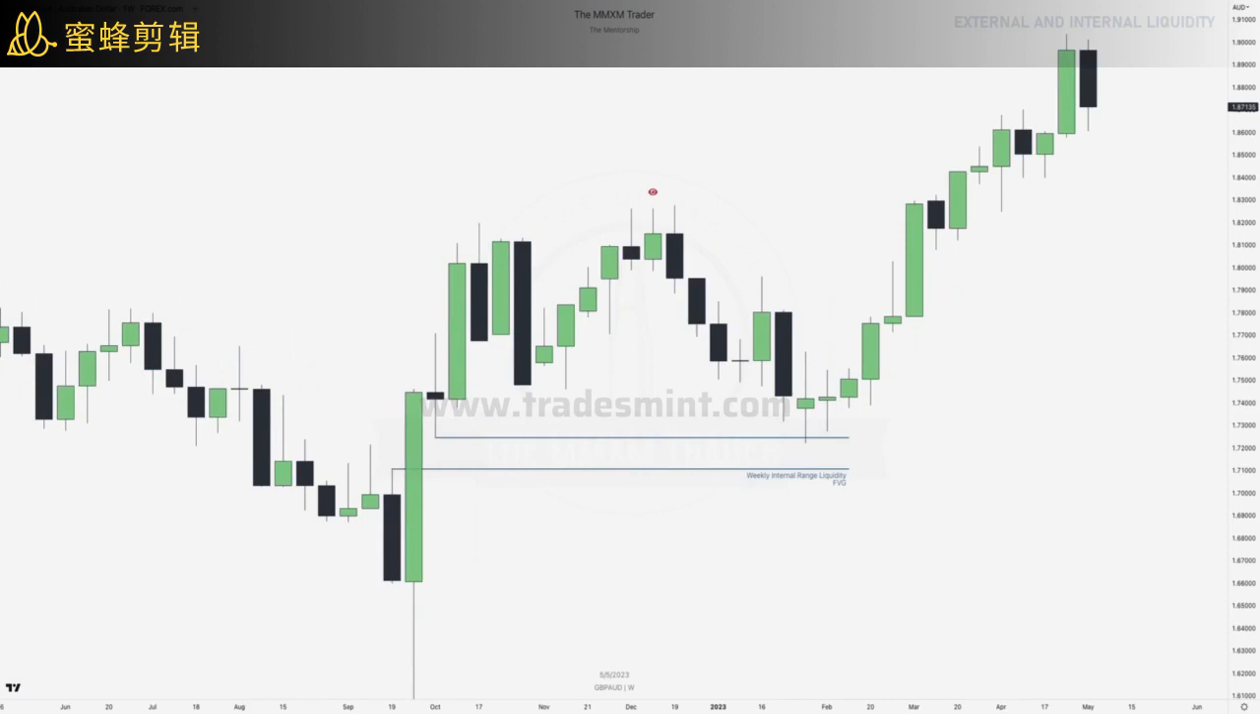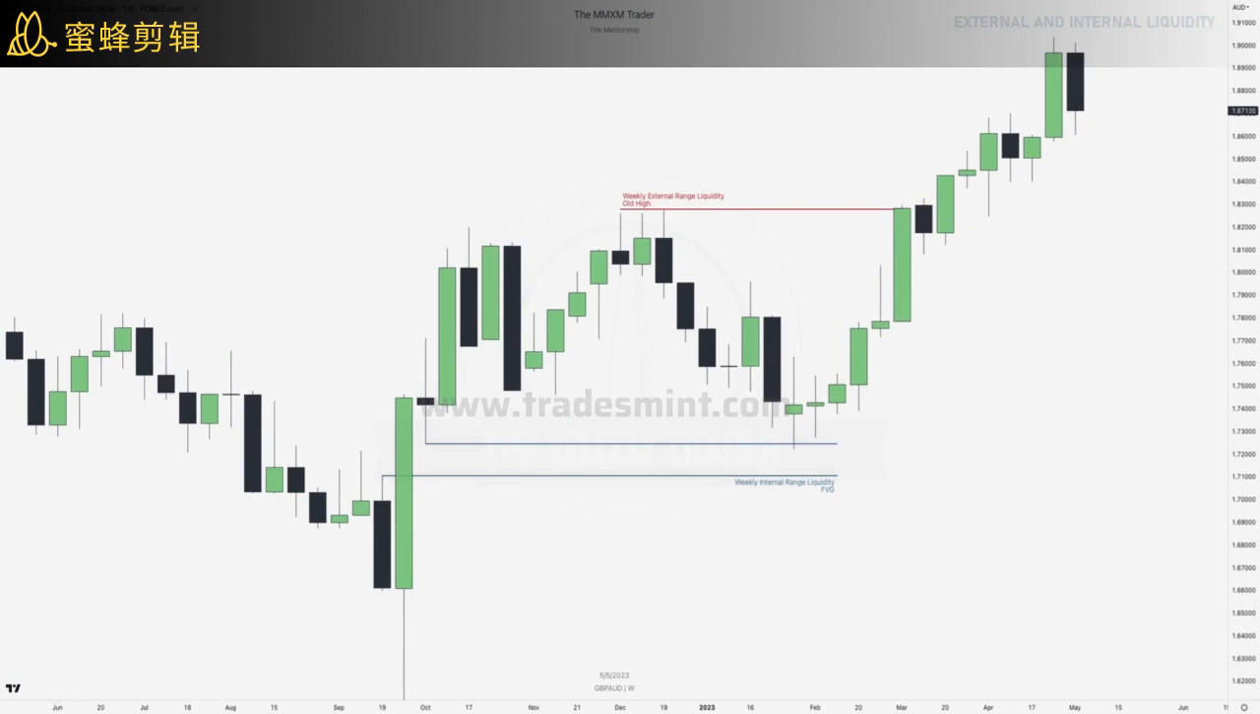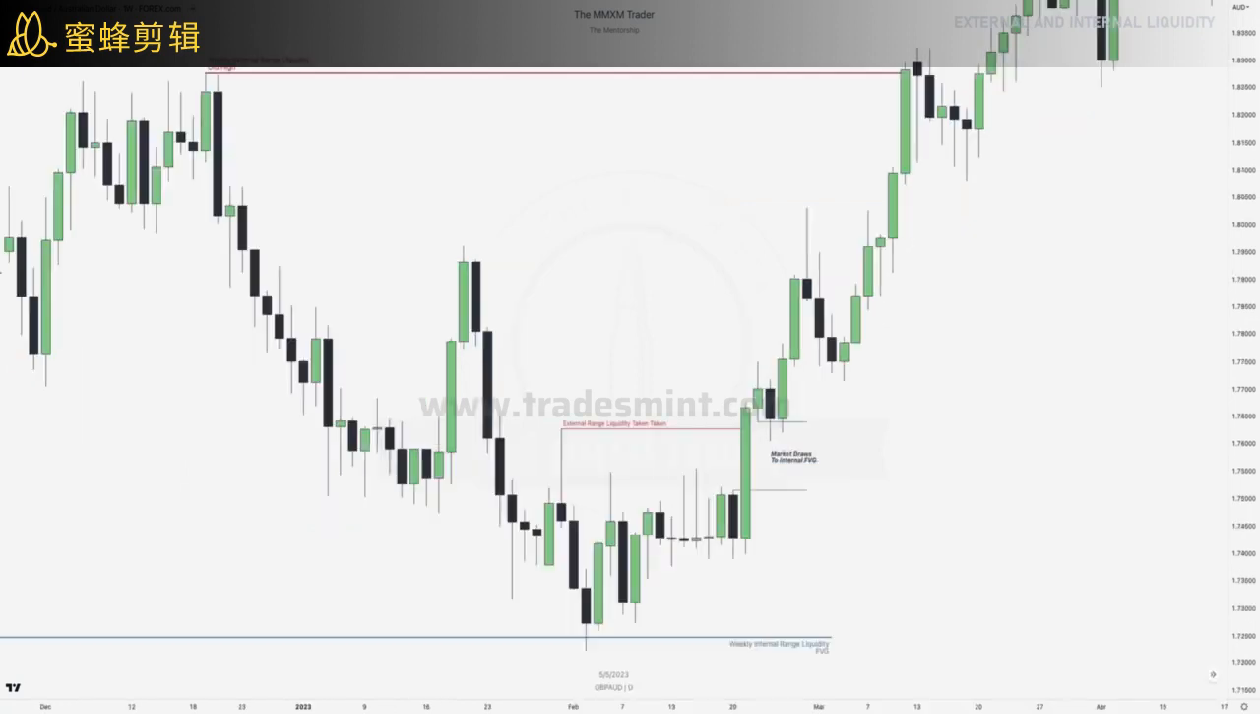Right? External range liquidity over here. It's as simple as that. External has been raided over here. We draw back into internal. Internal has been tagged. Where are we going to go? We're going to go to external. It's simple as that. So that weekly external range liquidity, that old high, has been liquidated after going into internal.